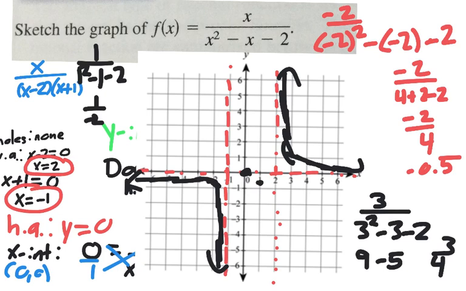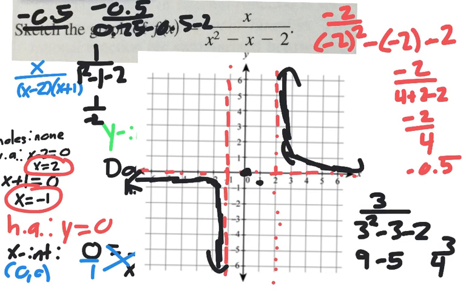If I plug in negative a half, that's going to give me negative 0.5 over negative a half squared, which is 0.25, minus 0.5 minus 2. So that is negative a half over negative 2.25. It's a decimal. Who really cares what it is? I know it's positive, because the negative divided by negative is a positive. So when I plugged in negative a half, my y value is positive. It's somewhere right here. Again, that tells me everything I need to know, that it's going to tend towards the asymptote here.